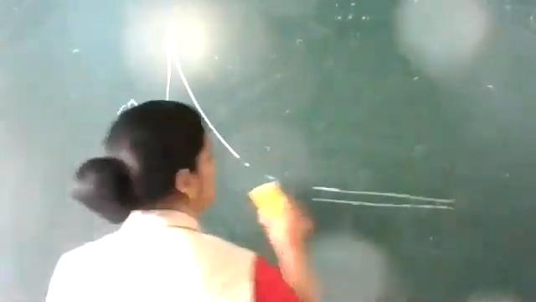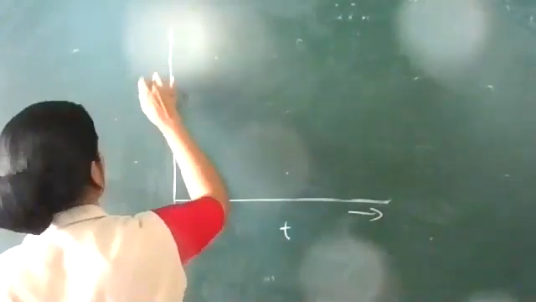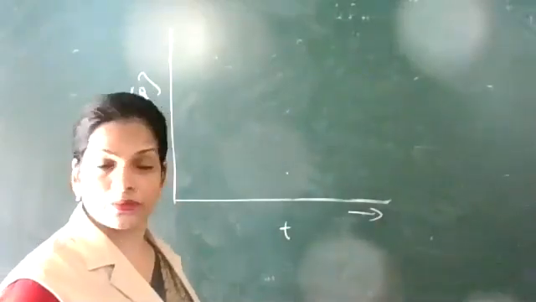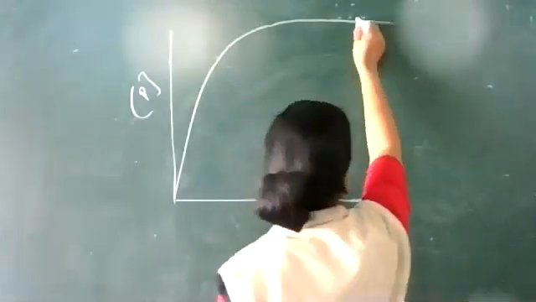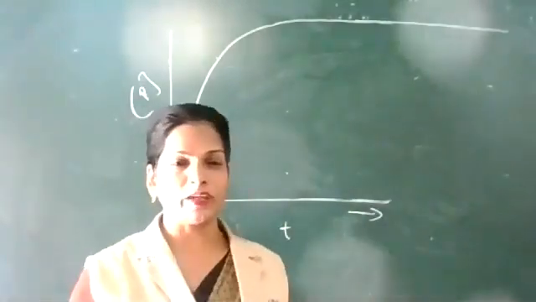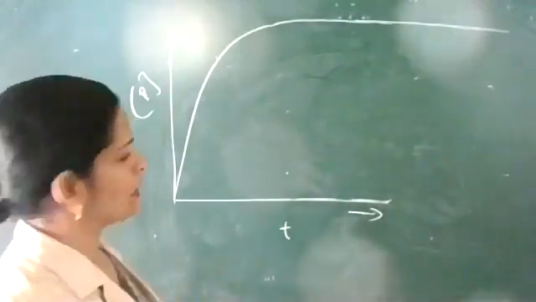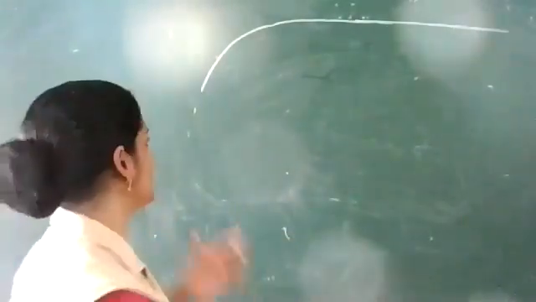In the case of products, the graph will be in the opposite direction, with time on one axis and product on the other. Initially at time t equal to 0, P is equal to 0, no product. As time passes, it increases and finally it goes parallel. That means the product formation continues and continues, infinitely, like that. So these are the curves for reactant concentration and product concentration.